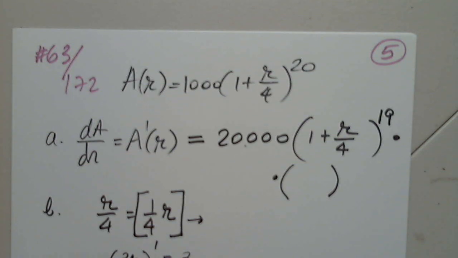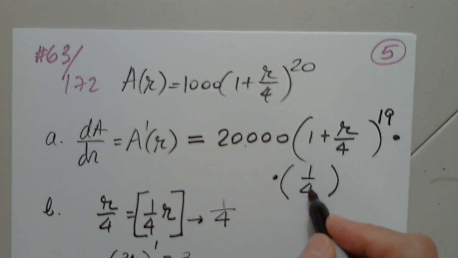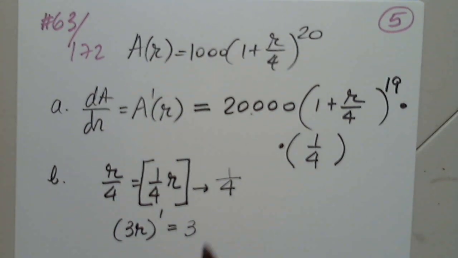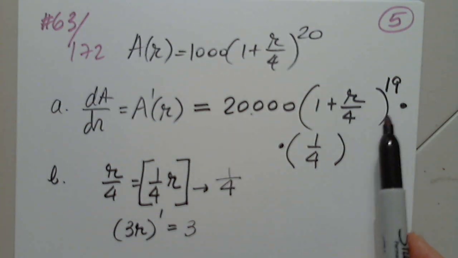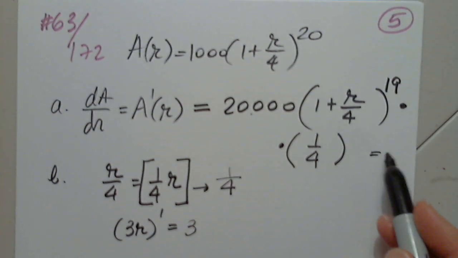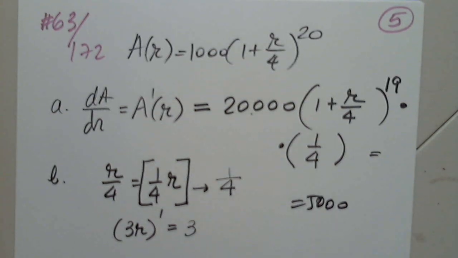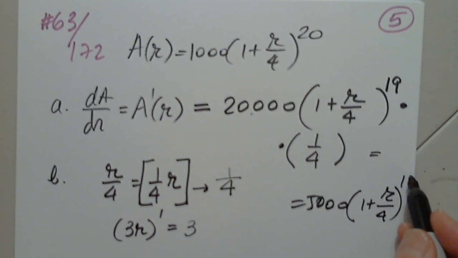But if 3r prime is 3, why should 1/4 r be 4? Is it just 1/4? That's it. Thank you very much. It is 1/4. Great job. So then, because this is a product, 20,000 divided by 4 is 5,000, and then times 1 plus r over 4 to the 19th power.